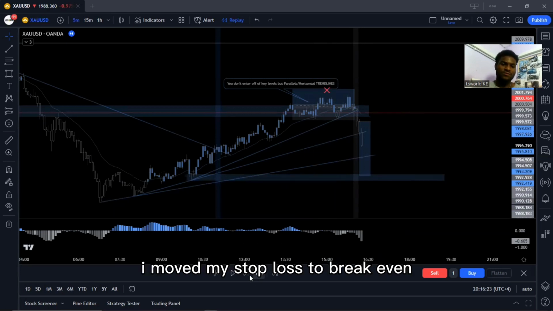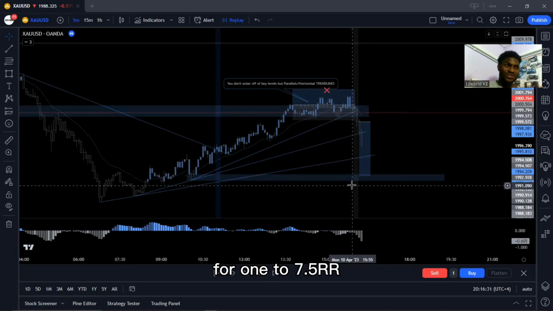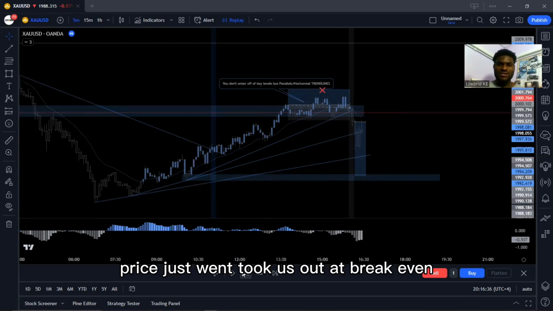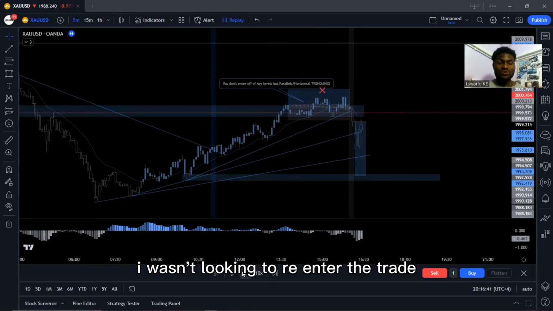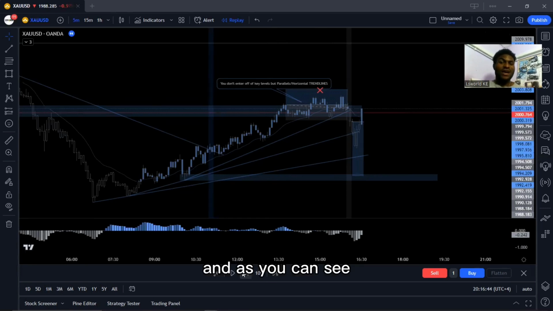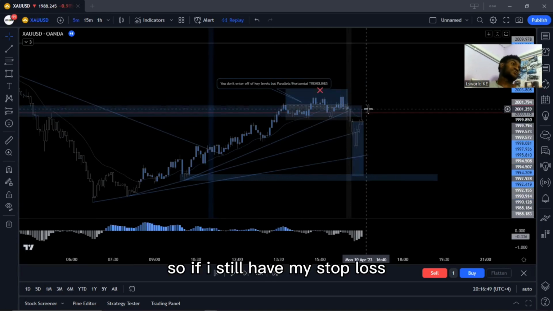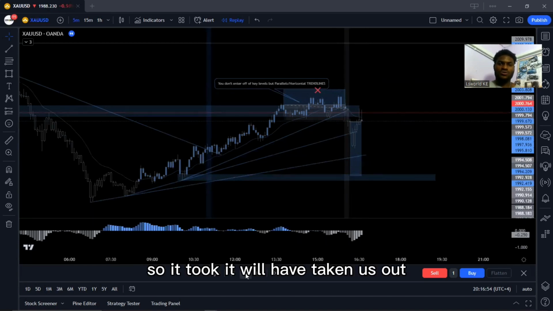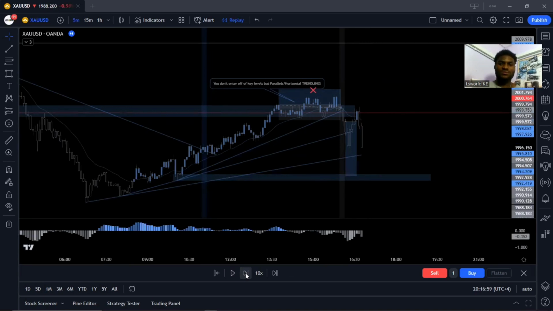I moved my stop loss to break even, and I just went to chill, relax, waiting for price to come back over so I can take partials and leave the rest to run for 1:7.5. But price didn't come back there. Price just went and took us out at break even, but I was okay. I wasn't looking to re-enter the trade, and as you can see, after price took us out at break even, it went straight. So if I still had my stop loss, it would have hit my stop loss and immediately pushed all the way back. It would have taken us out with the wick and then just tanked down.